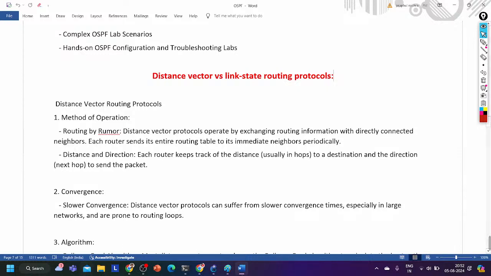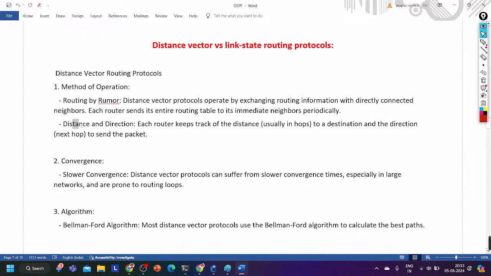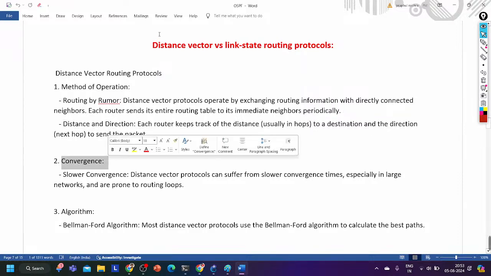Okay. See, the first difference is clear: routing by rumors in the distance vector routing protocol. Distance vector routing protocols operate by exchanging routing information with directly connected neighbors. Each router sends its entire routing table to its immediate neighbor periodically. This is the behavior of distance vector routing protocols. They calculate the best path on the basis of hop count. Then convergence: convergence is slow in distance vector routing protocols.